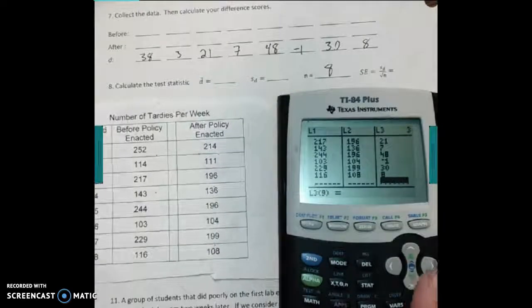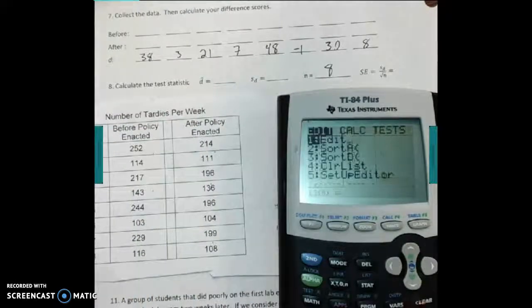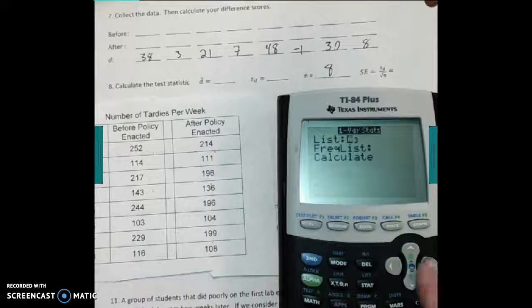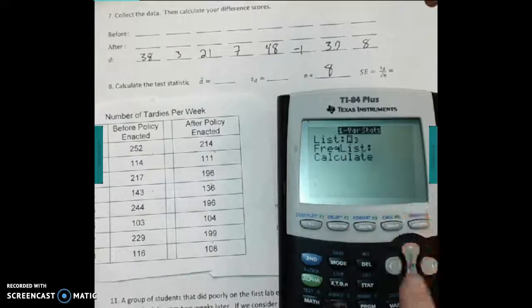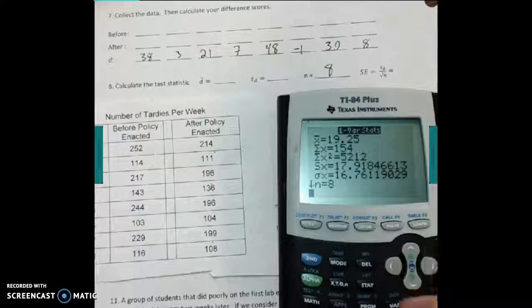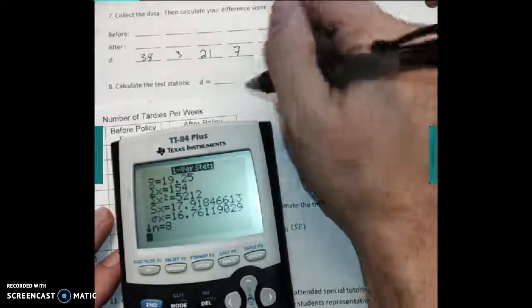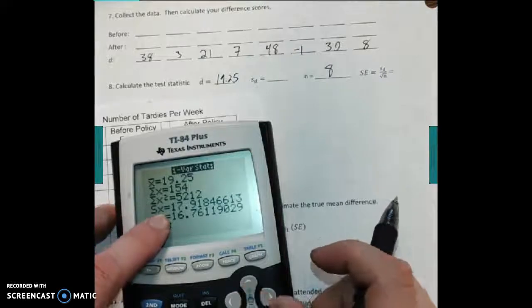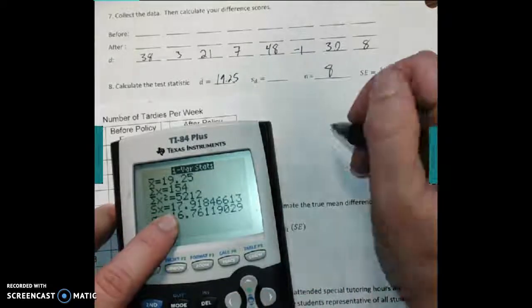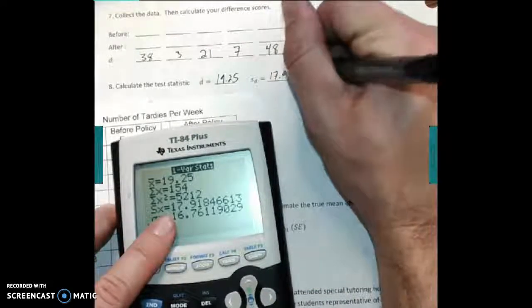So, in order to get the calculator to calculate this stuff for me, I'm going to do stat calc 1, but I need to change the list to list 3, because that's where my difference scores are, and you get that list 3 by doing second 3. And so my mean difference is 19.25 tardies with a standard deviation, that's S sub x, of 17.92.